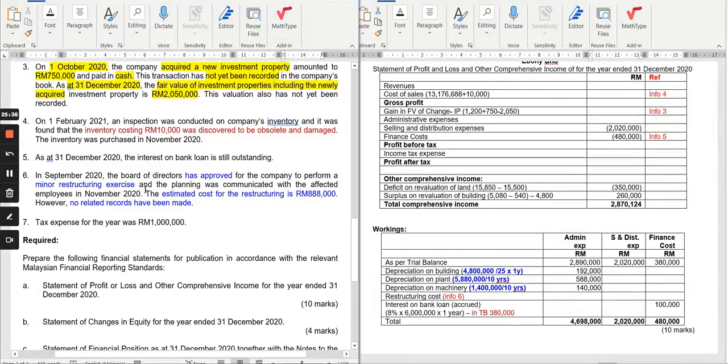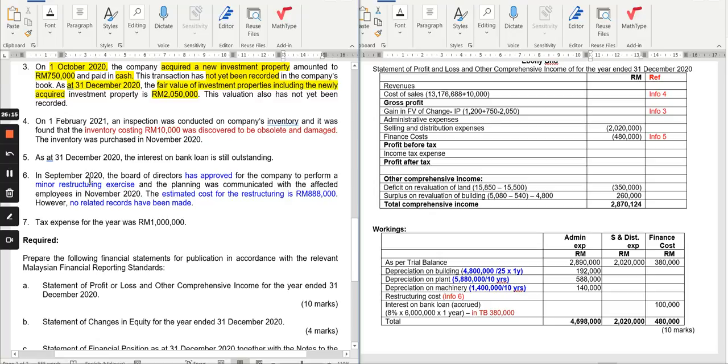In September 2020, the board of directors has approved for the company to perform a minor restructuring exercise. So there was an approval done by the board, and this is actually an adjustment under MFRS 137, which is on provision, contingent liabilities and contingent assets. And the planning was communicated with the affected employees. So here the estimates are being reliably made for this restructuring cost of 888,000. However, no related records have been made.